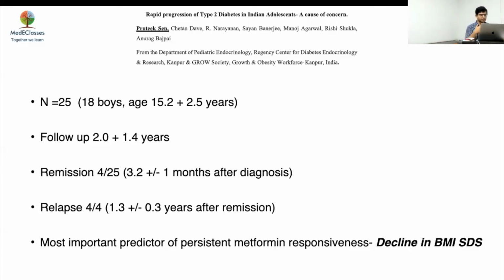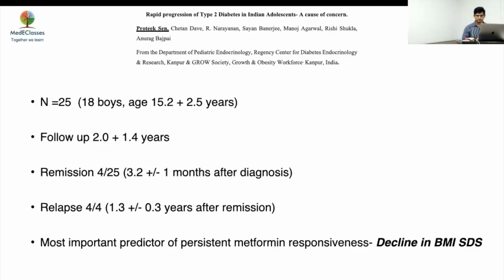But unfortunately, and this is an important point, all of them ultimately relapsed, around 1.3 years plus minus 0.3 years after remission. And a very important point we found is that the most important predictor of persistent metformin responsiveness is a decrease in BMI SDS. So if the child loses weight, metformin tends to work well, and we may not need to add extra medications to control it. And the other big thing was that around 50% of patients required a second agent within a 2-year follow-up. This is a very important thing.